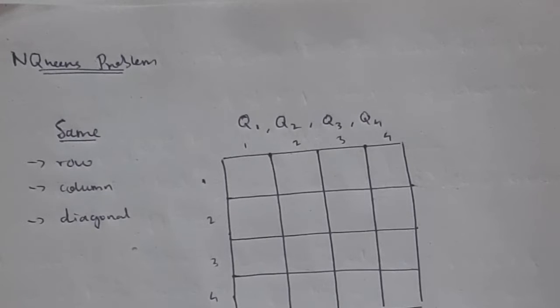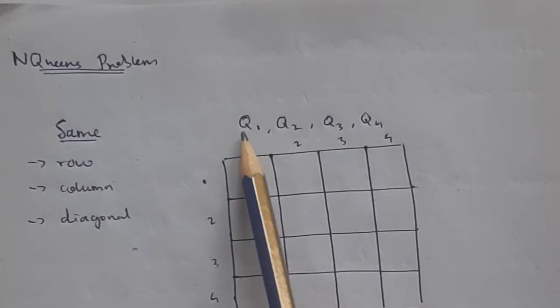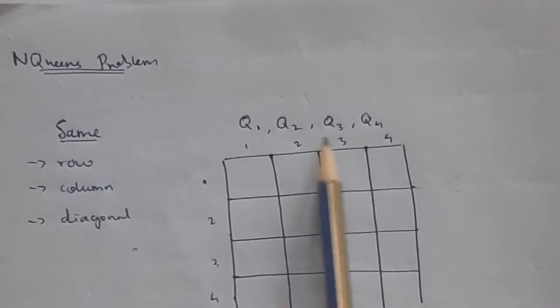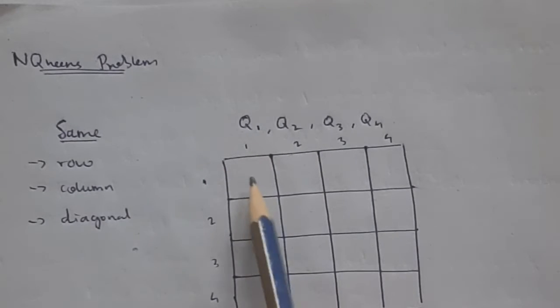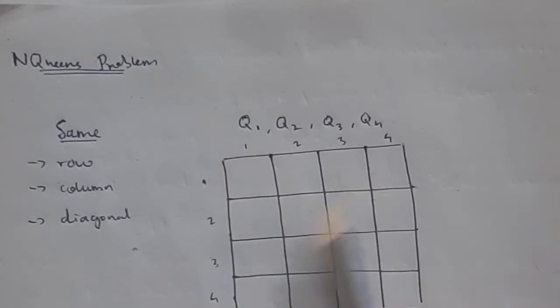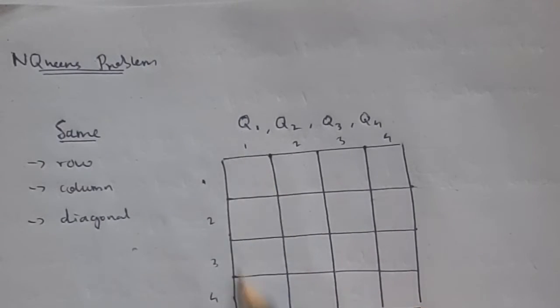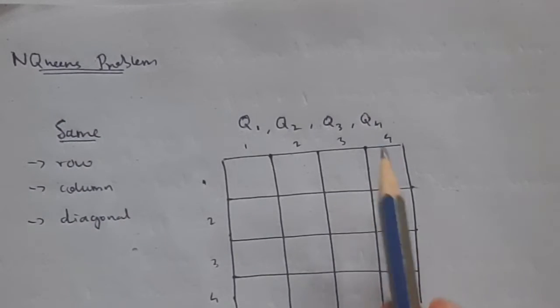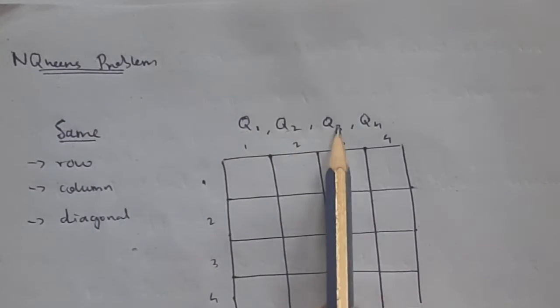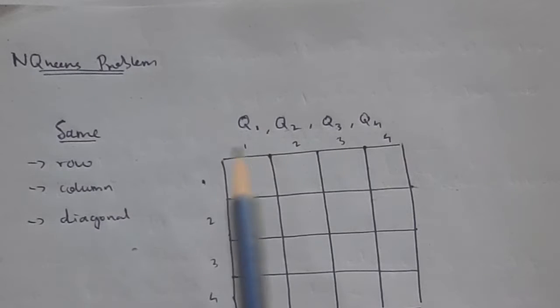Observe here, we have to place four queens on this board, which has first row, second row, third row and fourth row, and first column, second column, third column, and fourth column. Among these cells we have to place 4 queens: q1, q2, q3, and q4. But there are 3 rules.